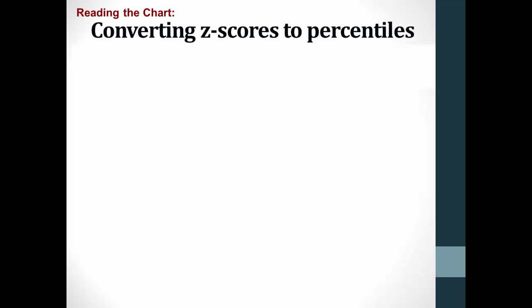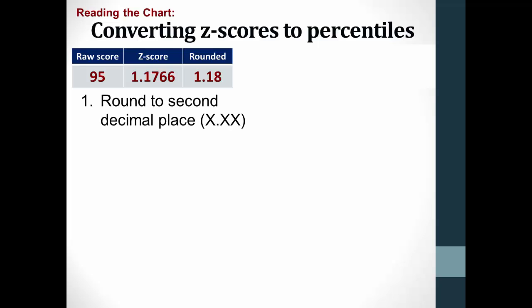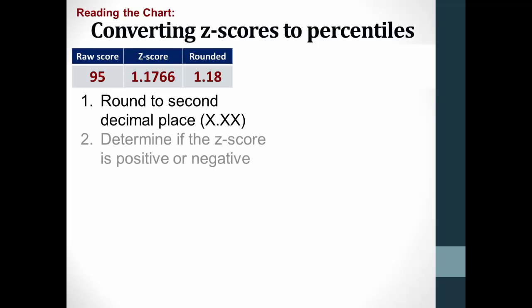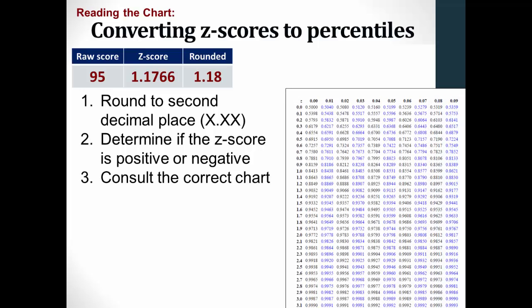For this example, we'll assume a z-score of 1.1766, which is the first z-score we calculated in this video for the raw score of 95. We are really interested in just the first 3 digits, which, when rounding, are 1.18. So that's the first step. Round to the second decimal place. Then determine if the z-score is positive or negative so that we can consult the correct chart. Ours is positive, so we pull up the page with positive numbers. Then we look at the first 2 numbers in our z-score, which are 1.1.